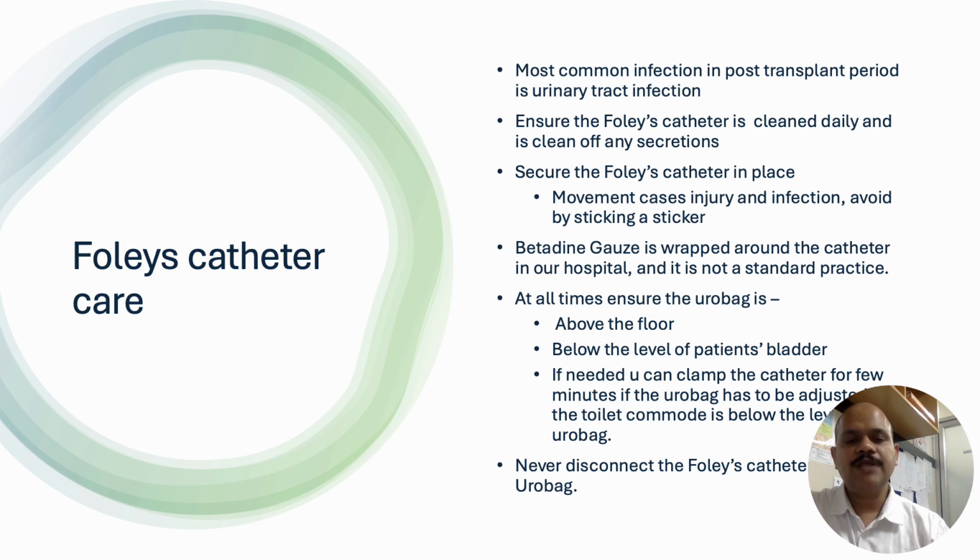At all times, ensure the urobag is kept above the floor and not on the floor, and it should be kept below the level of the patient's bladder. If needed, you can clamp the catheter for a few minutes if the urobag has to be adjusted, especially if the toilet commode is below the level of the urobag. Never disconnect the Foley's catheter and the urobag.